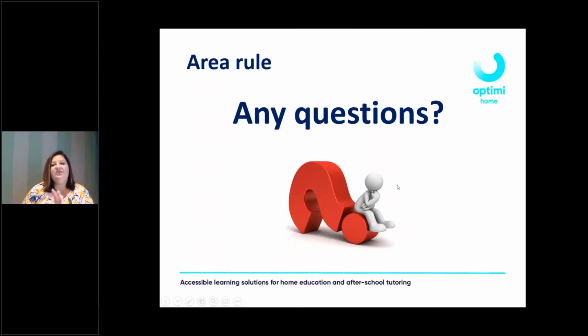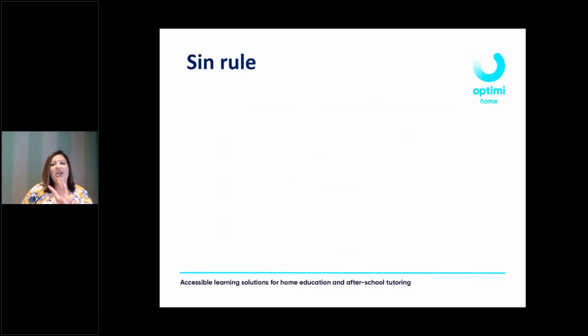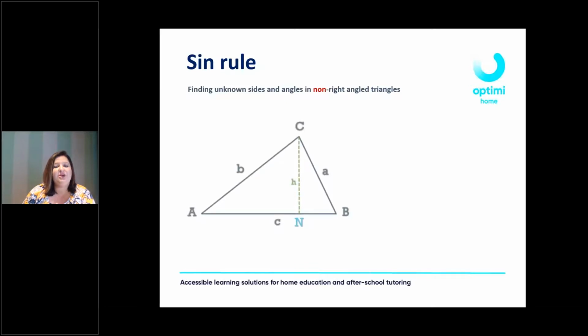Right, so the area rule was specifically to find the area of a triangle. Now, the two other rules, sin and cos, are used to calculate sides and angles that we don't know. So I'm going to start with the sin rule over here. The sin rule is used to find the unknown sides and angles in non-right angled triangles. Remember, we said we're working in non-right angled triangles at the moment.